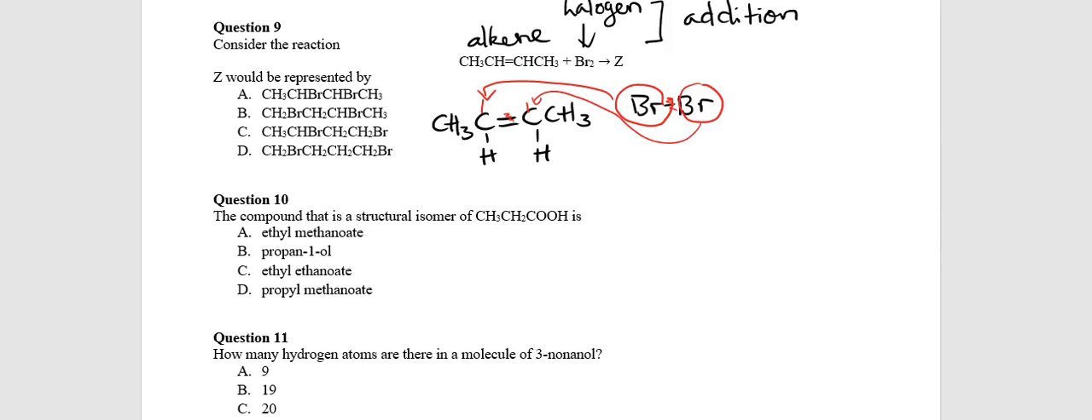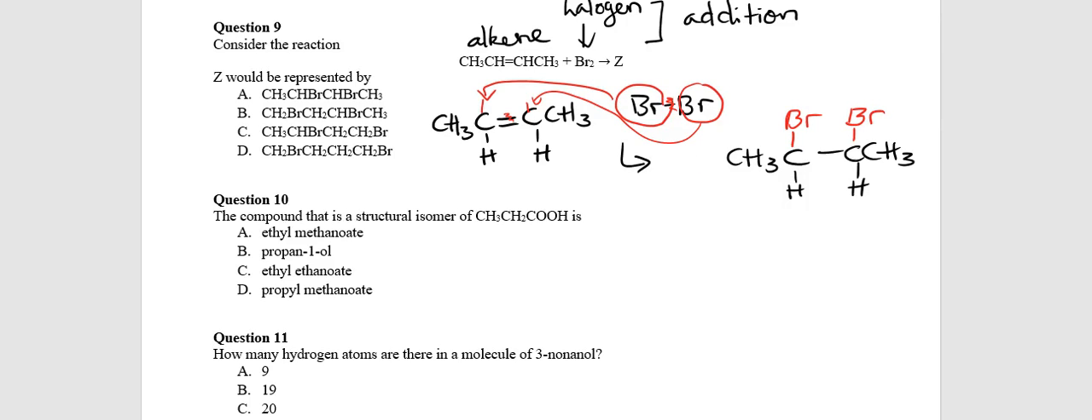So what you end up with at the end, in terms of the product, is CH3, C. So I'm rewriting the whole thing. Now that you have broken one of the double bonds, you only have a single bond left, and you have the two bromine atoms now added to the molecule, hence the name addition reaction.